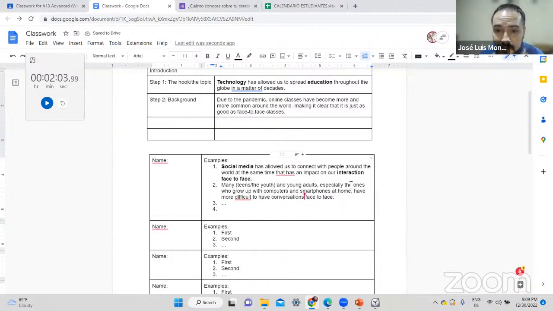Good, and young adults, especially the ones who grow up in general, grow up with computers and smartphones at home, have more difficult is going to be just one adjective, but in this case, you're talking about how hard it is, so it's going to be difficulty, more difficulty to have conversations face to face. All right, so good. There you go. I think it's good. It's working great. I don't know if you have any questions so far, Michaela. Let me know, please.